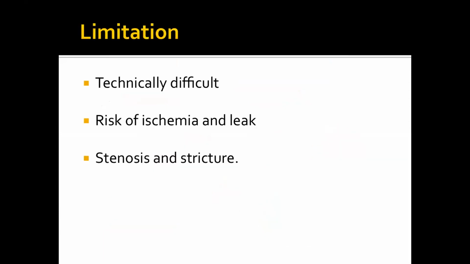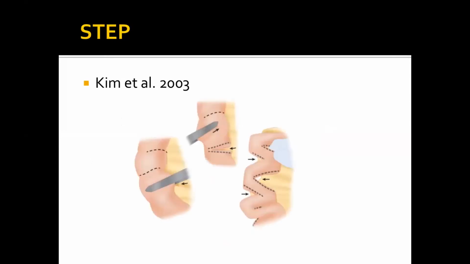Another picture. Limitation of the Bianchi procedure is that it is technically difficult. There is risk of ischemia and leak, and there is risk of stenosis and stricture. Kim in 2003 described the STEP procedure, which, as you can see, is fashioning the small bowel in a zigzag shape by cutting almost 3/4 of the bowel width in alternating sides, keeping about 1.5 to 2 centimeters distance in between, to keep the lumen diameter about 1.5 to 2 centimeters all the time.